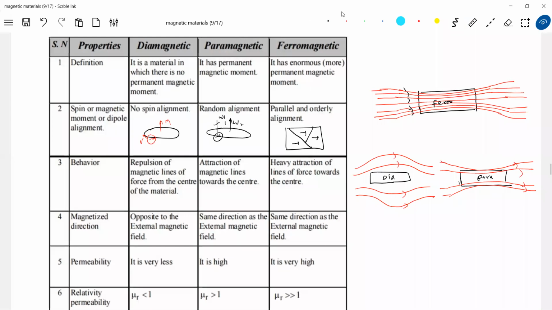So there's a meaning of that one. So shall I say heavy attraction of lines of force toward the center? And what will happen to this? Repulsion of lines of force from the center of the material. They'll be repelled back. In fact, these are the lines of force. If I continue, so what's happening to lines of force? They are being repelled here, from the material.